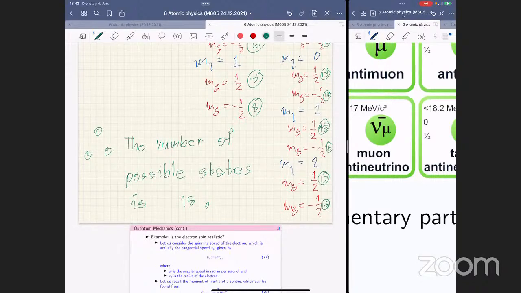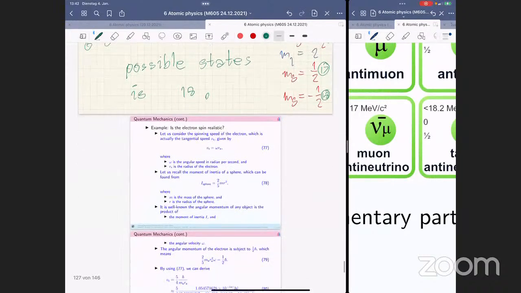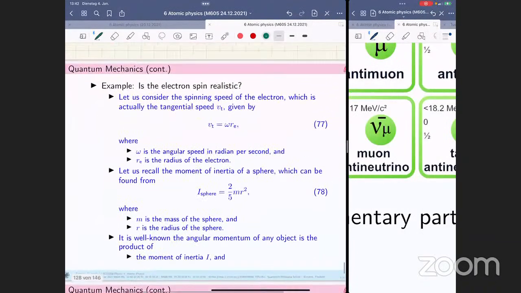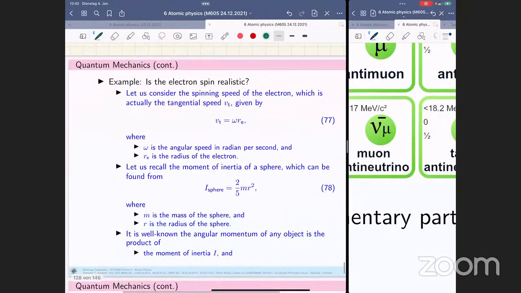Okay, let's move to the next example, the next detail of this lecture. The question is: is the electron spin realistic? Is that true? Is that correct? That's the question here.